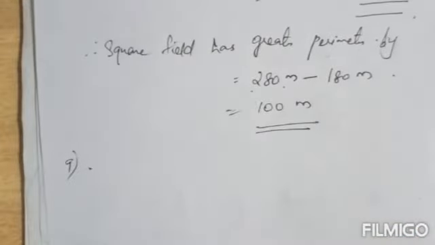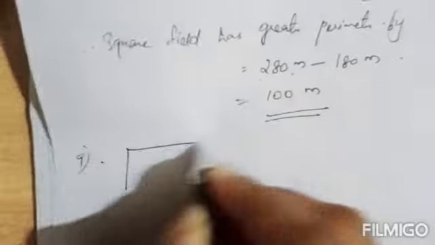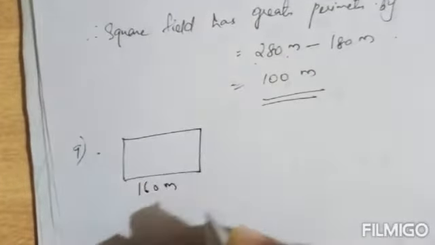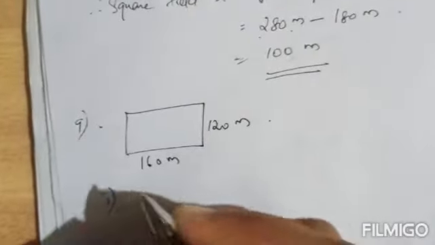Ninth question. A rectangular field has length 160 meter and breadth 120 meter. Find the perimeter of the field. So here the rectangular field, its length is 160 meter and the breadth is 120 meter. First question, you have to find the perimeter of the field.